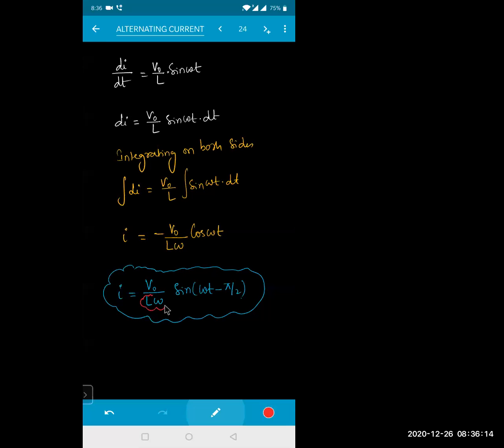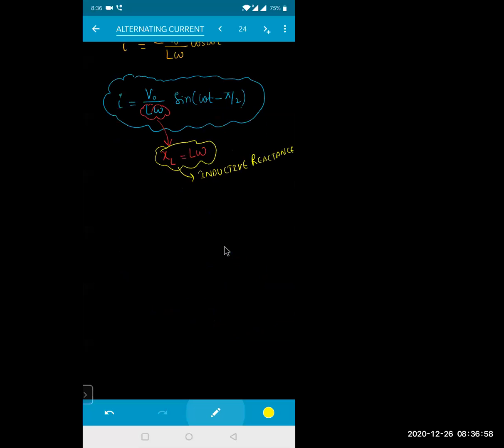Now see here, this L into omega has a very peculiar property. This L into omega is known as XL, the inductive reactance. XL equals L into omega. The product of the inductance and omega is known as XL, and that XL is known as the inductive reactance.